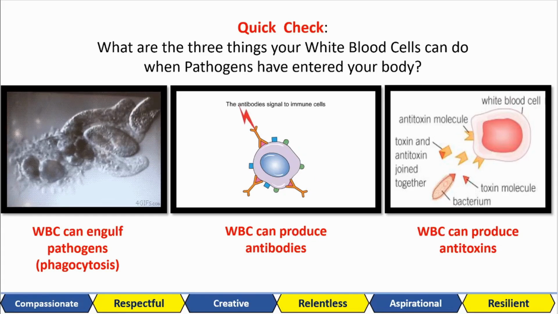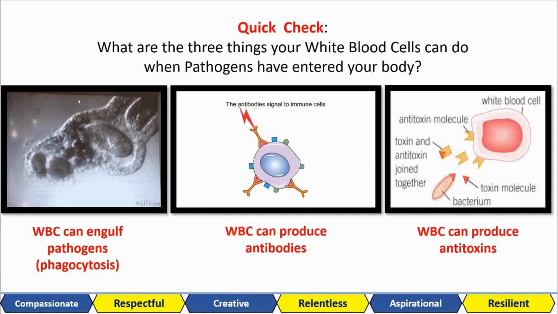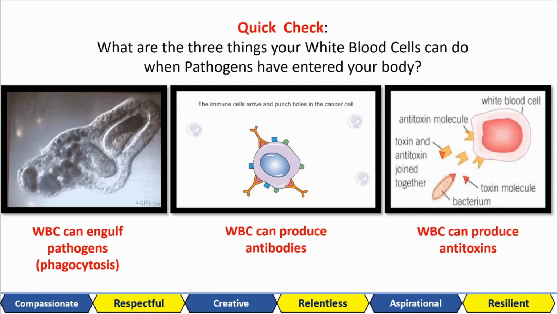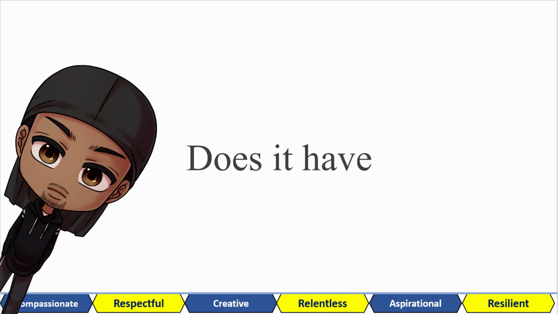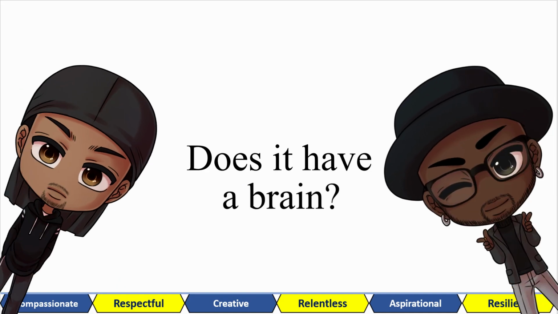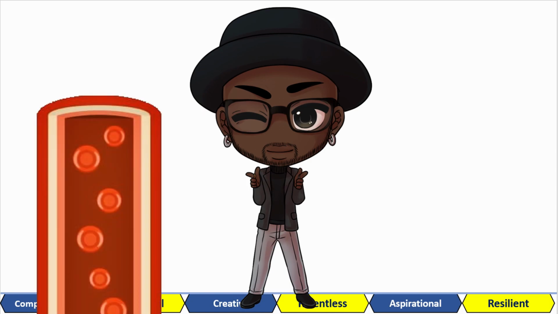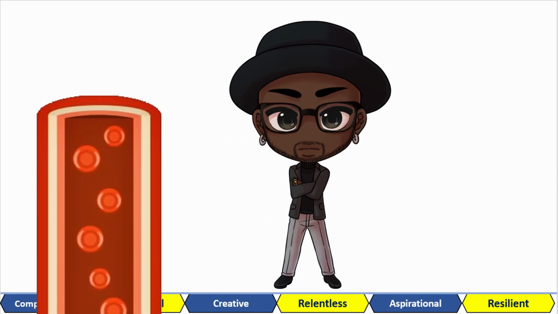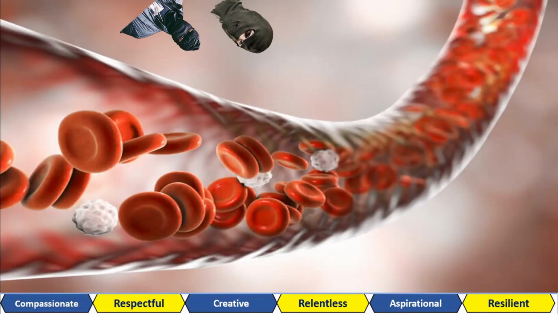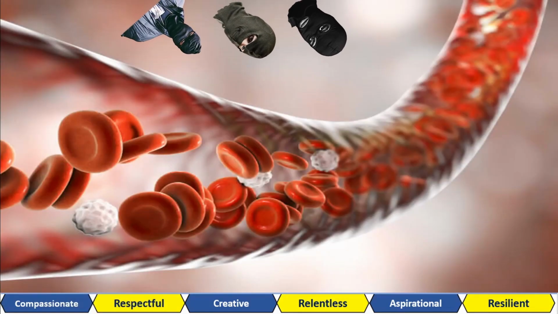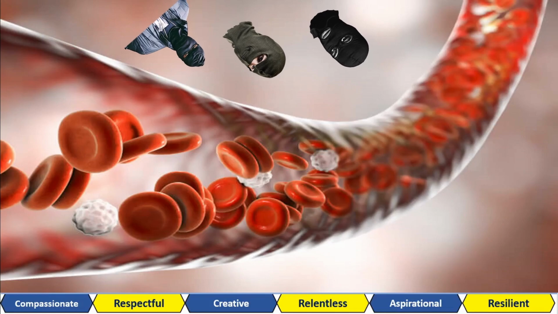Following on from the third line of defense that we saw in the last video, antibodies are part of the specific immune system. How does it remember? Does it have a brain? That's a good question. To answer that, let's jump into the human body itself. Every now and then, a pathogen or a group of pathogens can make their way into your body.